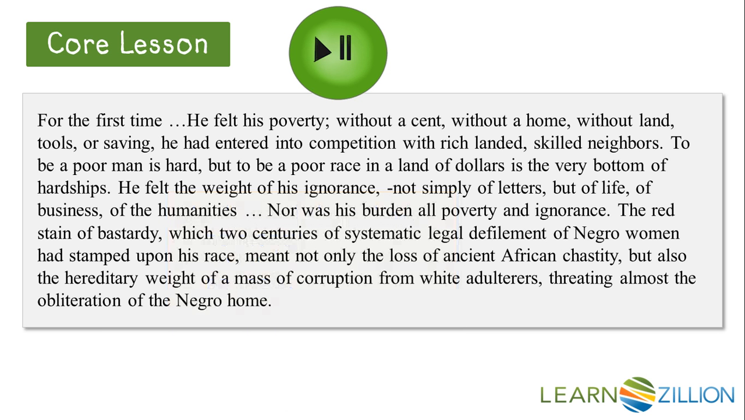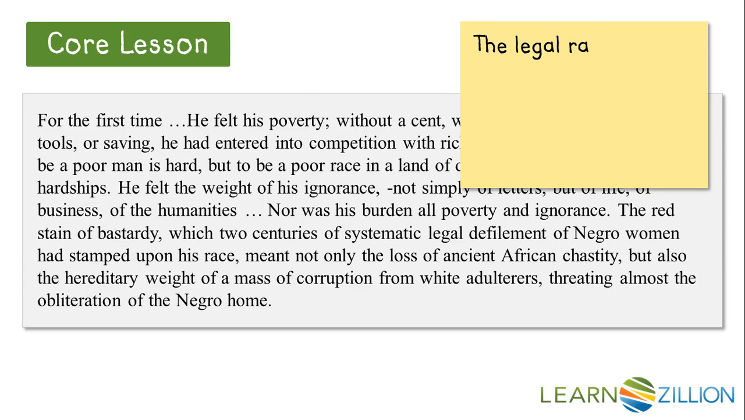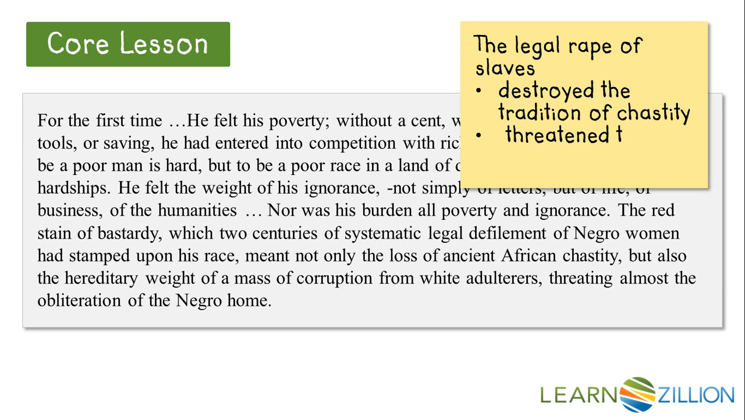The red stain of bastardy which 2 centuries of systematic legal defilement of Negro women had stamped upon his race meant not only the loss of ancient African chastity, but also the hereditary weight of a mass of corruption from white adulterers, threatening almost the obliteration of the Negro home. So what's happening here? Not only were they dealing with all this poverty, but they're also dealing with the legal rape of slaves, which destroyed the tradition of chastity, and it also threatened to break up families.